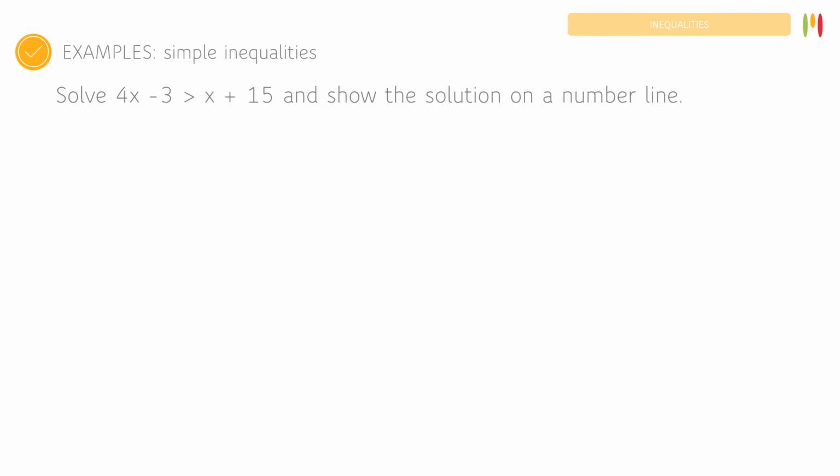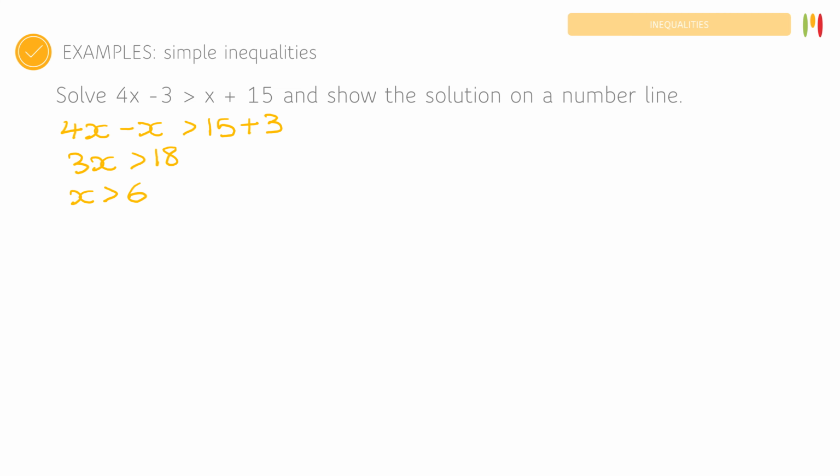Again, let's collect like terms. So we have 4x minus x on the left-hand side, which is greater than 15 plus 3. This simplifies to 3x is greater than 18. We then divide both sides by 3, so we have x is greater than 6.